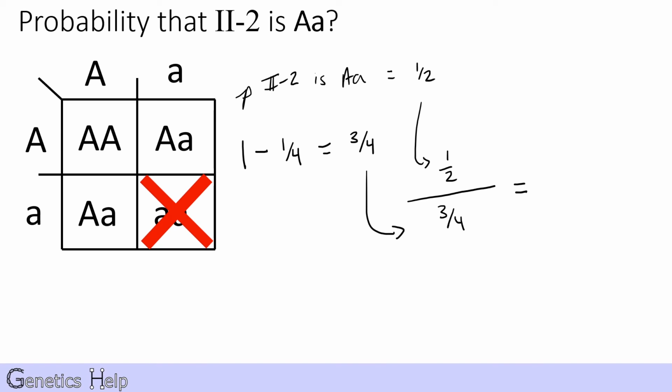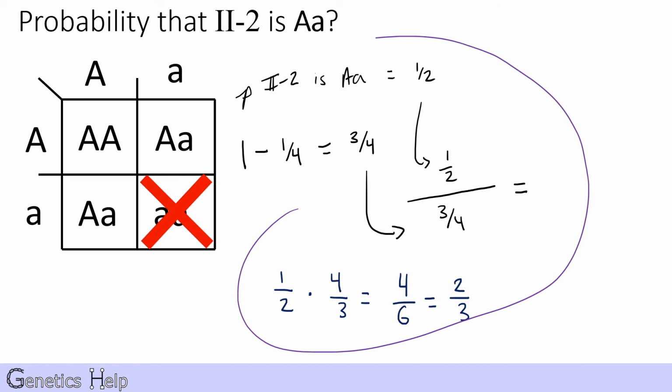So if we wanted to do a little simple arithmetic here, we can reverse the fractions and multiply them. So we have 4/3, and that gives us 4/6, which we can reduce to 2/3. So that's how we use the math to figure out the probability after normalizing when we eliminate the homozygous recessive. So I hope today's lesson explained that.